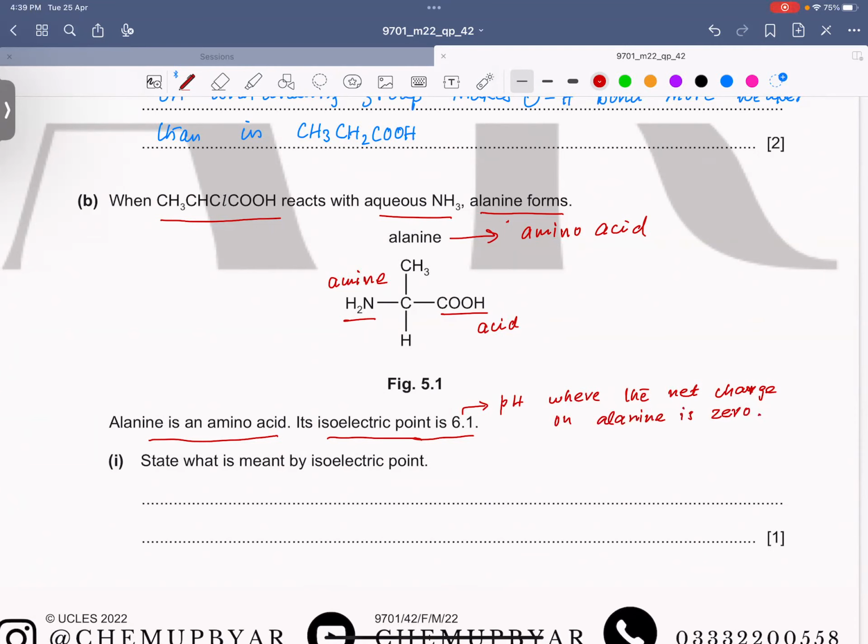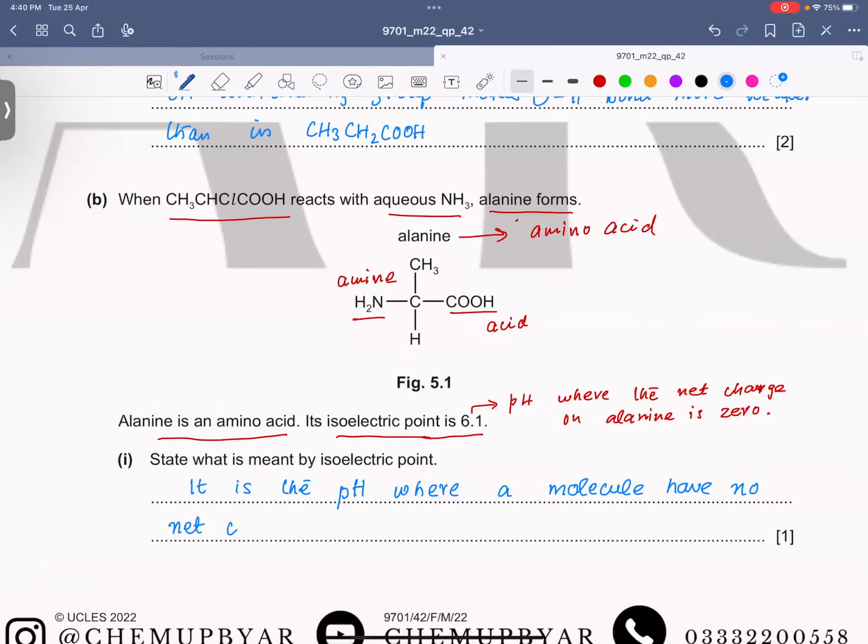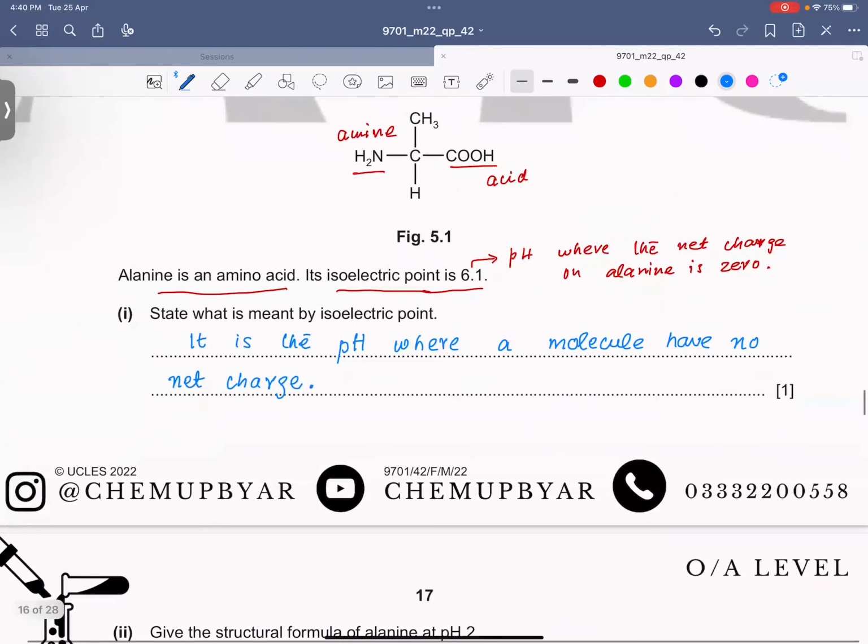So what are they asking for? What is meant by the isoelectric point? So it's simple. That's what I have just mentioned. It is the pH where a molecule has no net charge. Is this understandable?